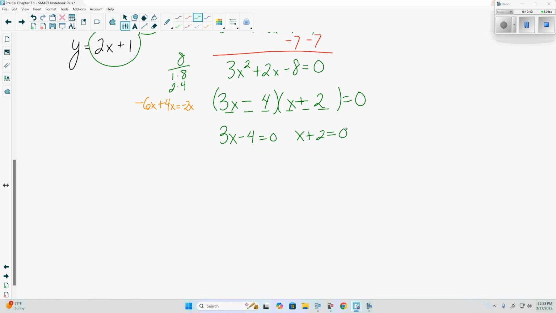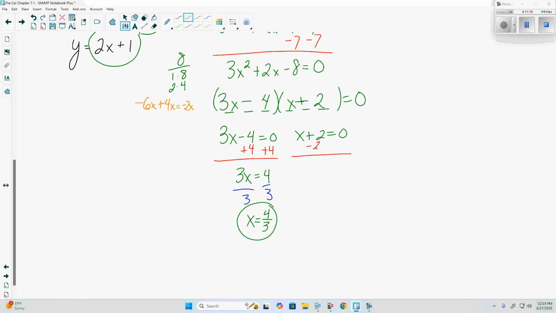And again, at this point here, zero product property. Anytime we have two or more things multiplied together to equal 0, one of them is going to have to be 0. Add 4 to both sides, telling us 3x is equal to 4. Divide by 3, telling us x is 4/3.